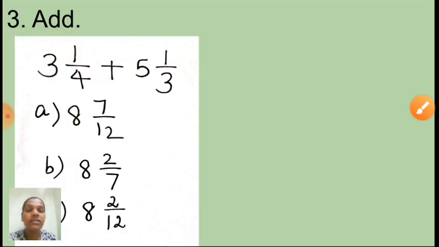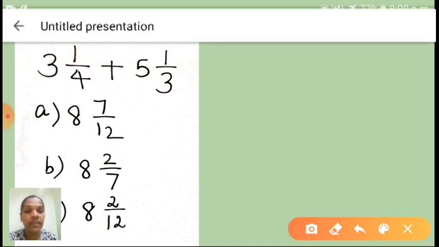See here, third one is addition. Add the following fractions. So here, 3 1 upon 4 plus 5 1 upon 3. So children, two methods I have taught already. Here I will follow one method and we will find the answer.